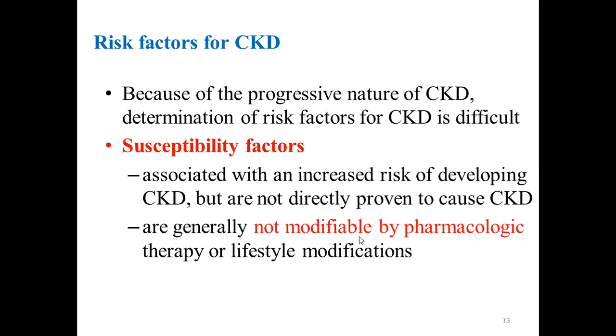Okay, good. I think you have already said some information. Because of time, in the next 10 minutes I'll take you through some of the possible risk factors for CKD. Remember, because of the progressive nature of the disease, determination of the risk factor for CKD is very difficult. Generally, risk factors for CKD are classified into three categories: susceptibility factors, initiation factors, and progression factors.